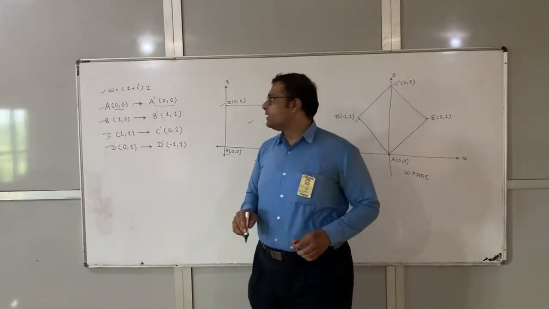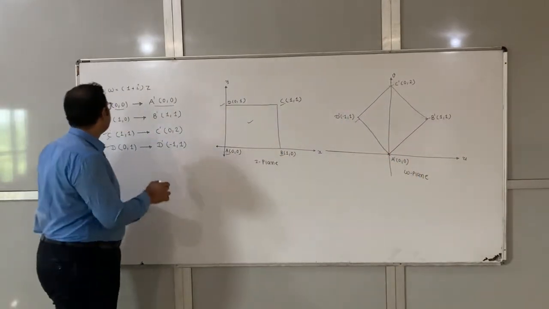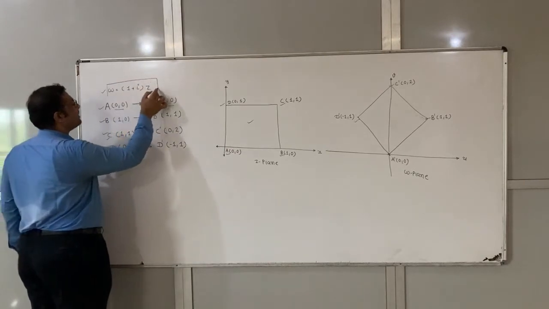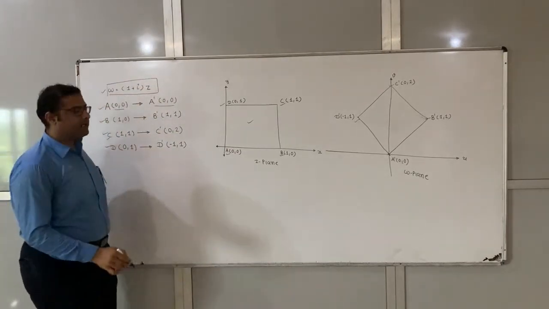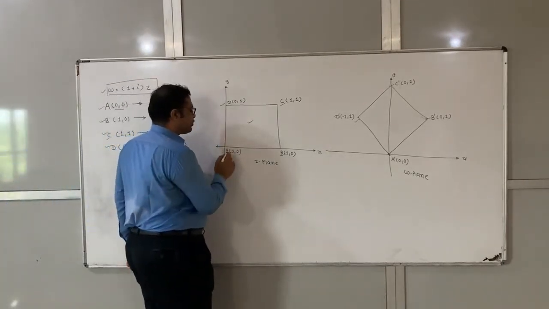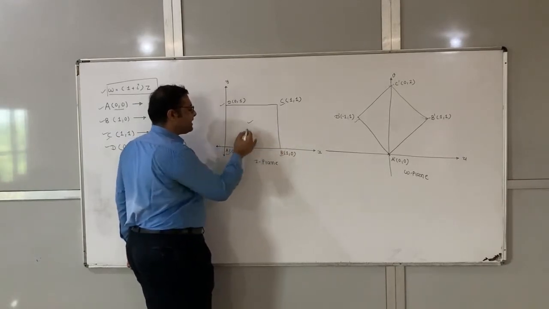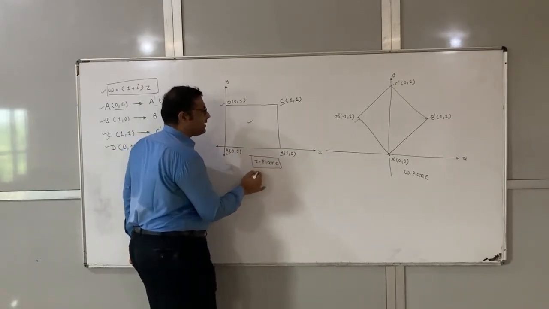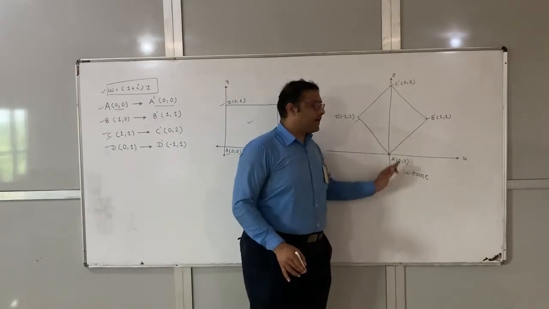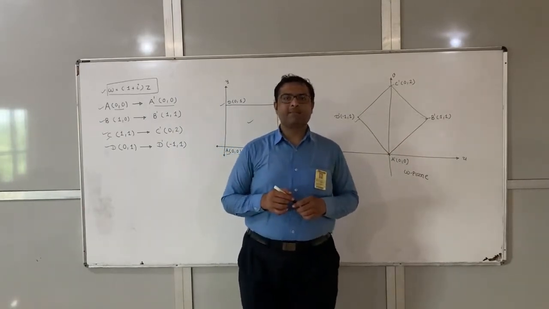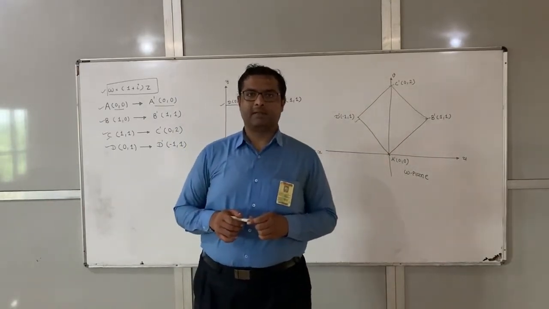Now observe that the given mapping W is equal to 1 plus I into Z rotates the square A, B, C and D in the Z plane by an angle of 45 degrees. So this is an example of the rotation.